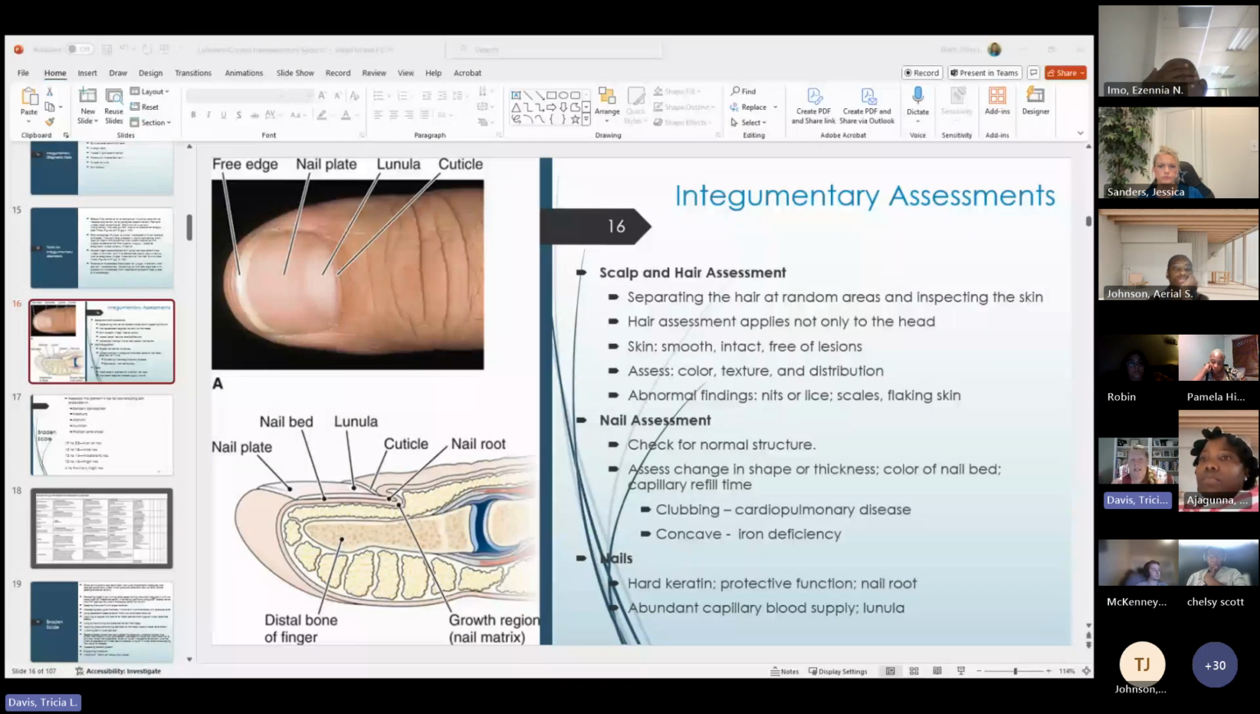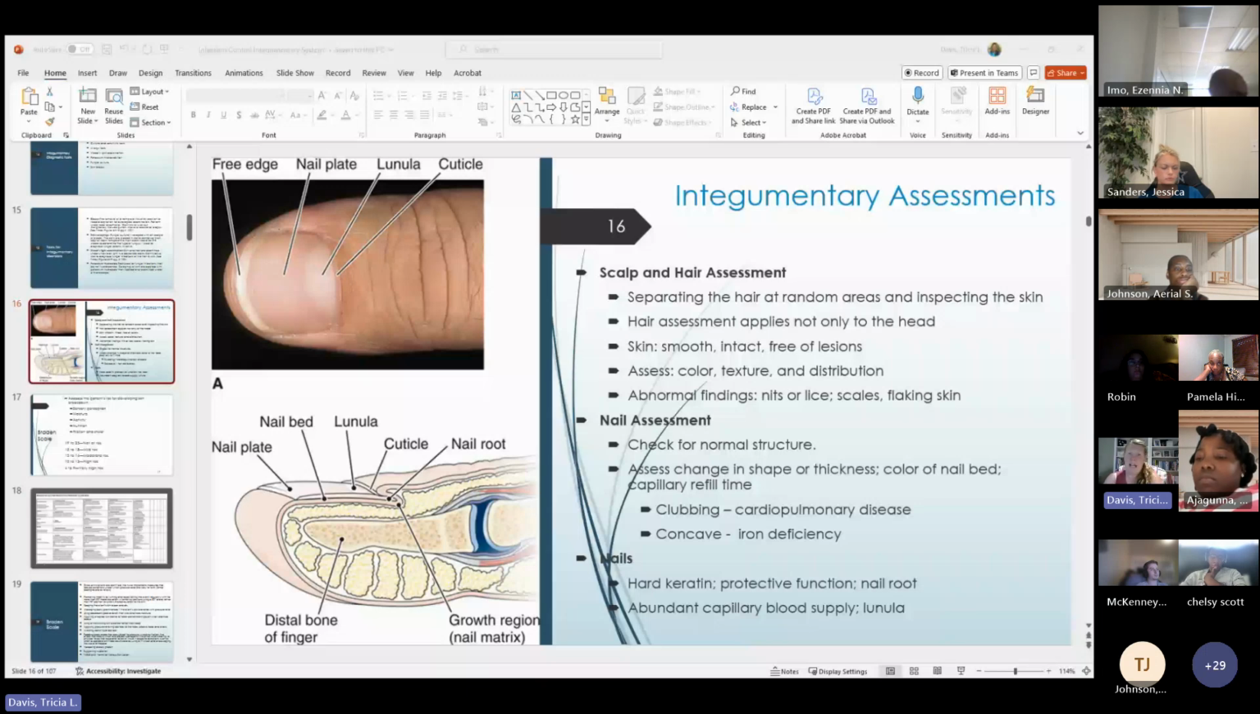So if we are doing a scalp or some type of hair assessment, you just want to do little sections at a time, separating the hair in different random areas, looking for whatever it is you're looking for. If you think there's an injury to a part of the head, you would just pull the hair back into pieces and look in that area. If you're doing an overall assessment, looking for something in particular, you would just do random spots.